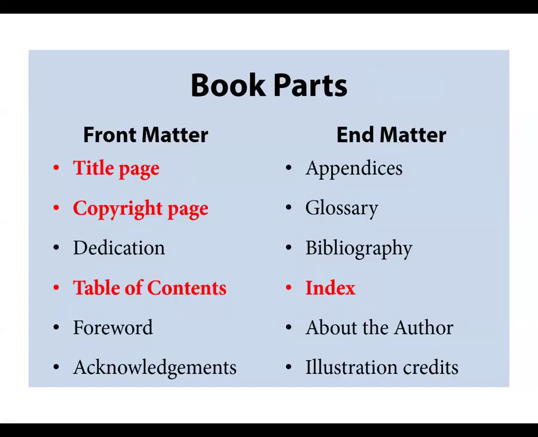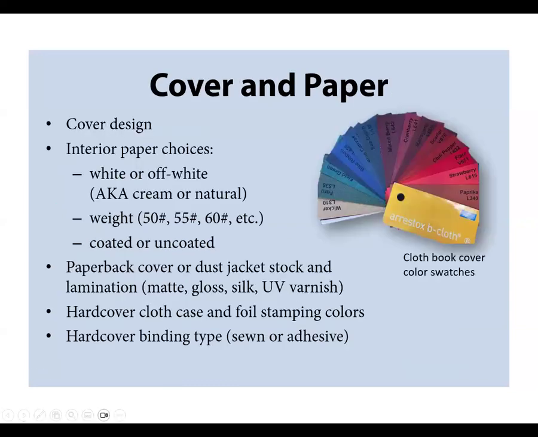This is a list of all the possible front and end matter sections a book can have. The red ones are required. Every publication must have a title page and a copyright page. They should back up to one another, meaning when you turn the title page, the copyright notice should be on the back side. A genealogical publication should have a table of contents, and it must have an index. Your book needs a cover. That's all I'm going to say about this slide because I am running out of time.